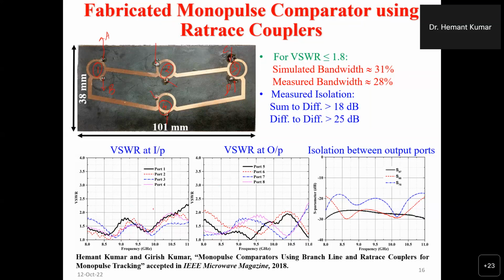And the fabricated results are shown here. This is the measured VSWR at input port, output port, and these are the isolation between the output port, sum to difference and difference to difference. The simulated bandwidth that we obtained is 31%. The measured bandwidth is approximately 28%. There is a good agreement between the measured results and the simulated results. And the measured isolation is also better than 18 dB for sum to difference, and for difference to difference it is better than 25 dB.